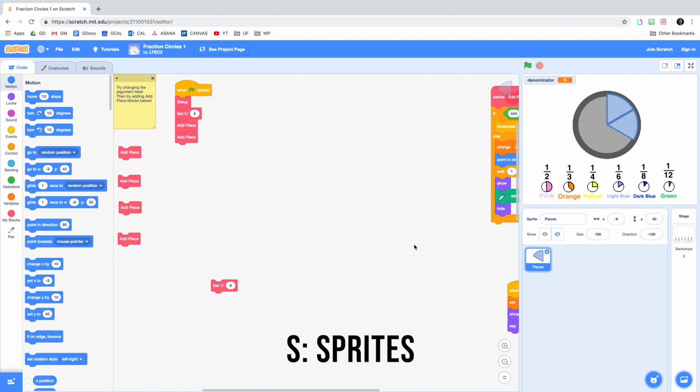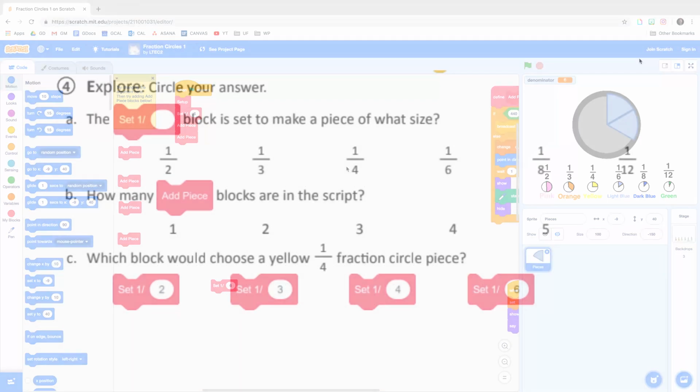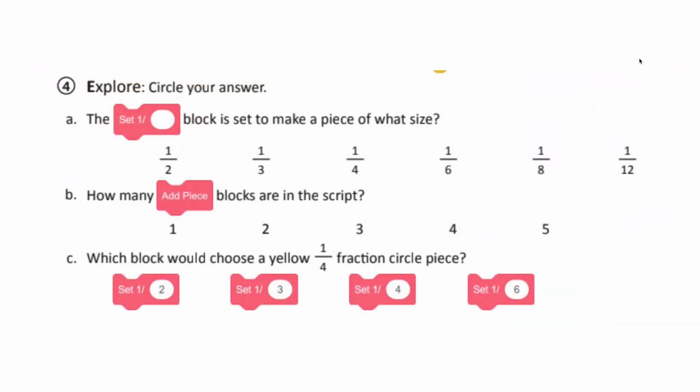The next step, S, stands for sprites. Towards the lower right-hand corner, you'll see sprites that correspond to the actions that happen within our project. In the case of Fraction Circles 1, there's only one sprite, pieces, that corresponds to the pieces of the actual whole. In the next step, E stands for events. Toward the center of your window, you will actually see event blocks that, when clicked, will lead you through the entire program.